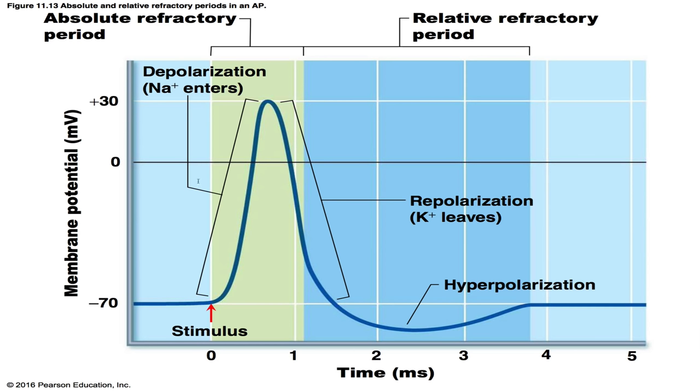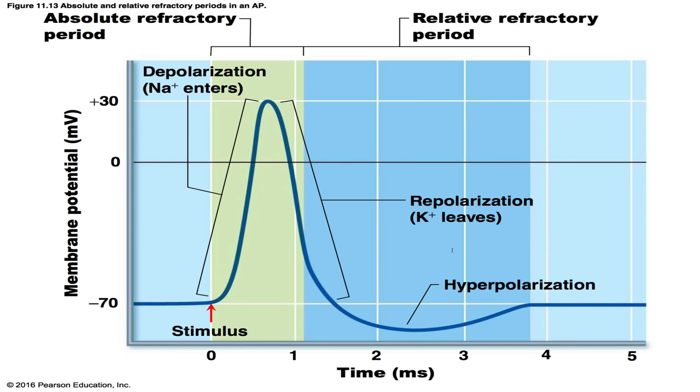All right, in this slide over here, we're looking at this graph which is showing the absolute and relative refractory periods in an action potential. To better understand this graph, make sure you understand the four basic steps in generating an action potential. If you're not too clear about that or if you forgot, make sure you rewind the video and look at that. I think you go back maybe 10, 15 slides before.